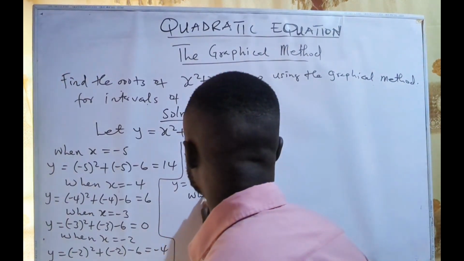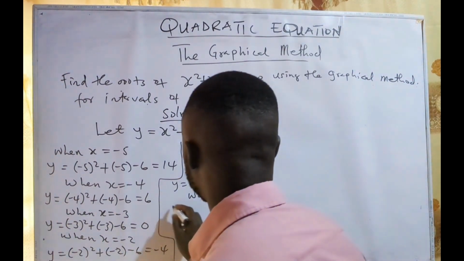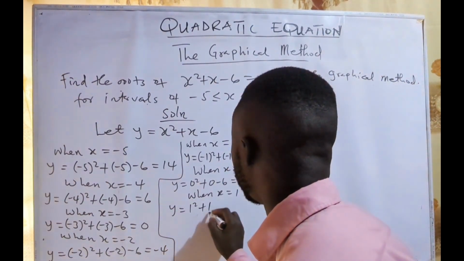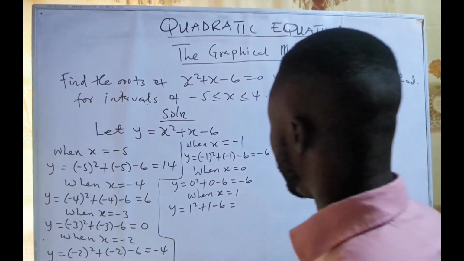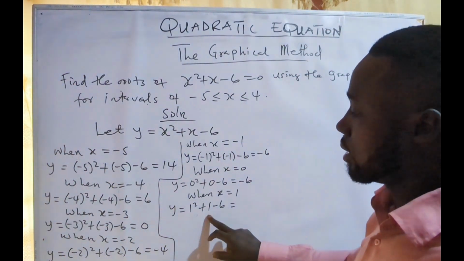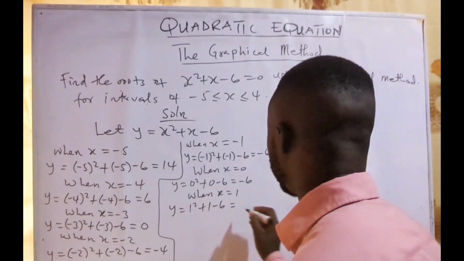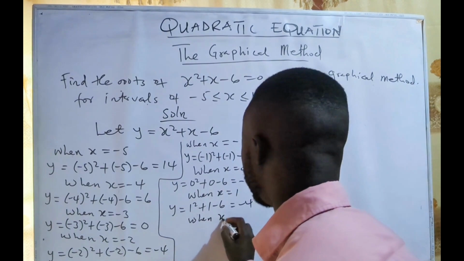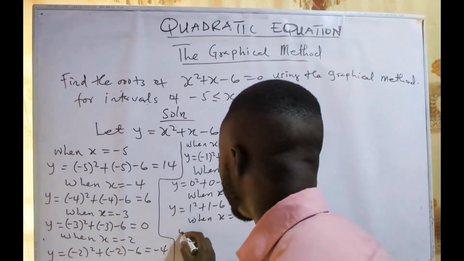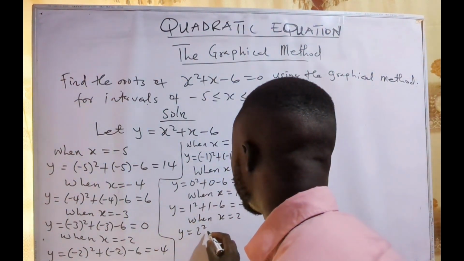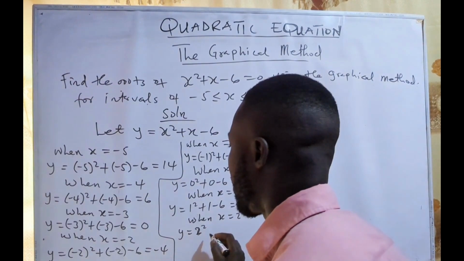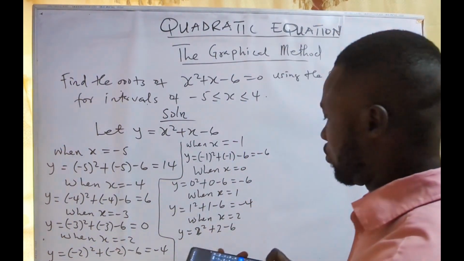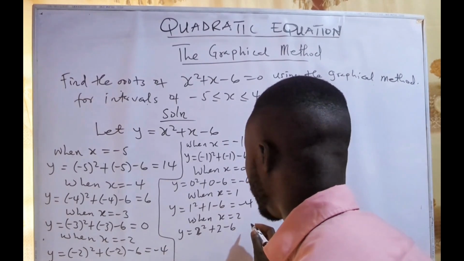And when x is equal to 1, y will be equal to what? 1 squared plus 1 minus 6. And 1 squared is 1, plus 1, that is 2. 2 minus 6 will give a -4. And when x is equal to 2, we will have y equal to 2 squared plus 2 minus 6. So 2, 0. That will give us 0.